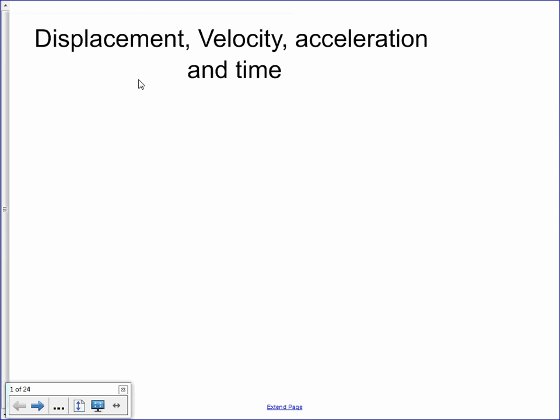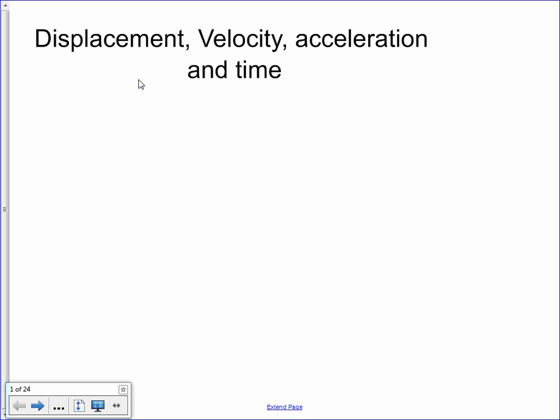Hi, welcome to Displacement, Velocity, Acceleration, and Time. 1D motion, not one direction, as in the boy group, but one dimension. So we actually have two directions, to and fro, up and down, left and right, but along a line, one dimension. So let's think about what these terms really mean.